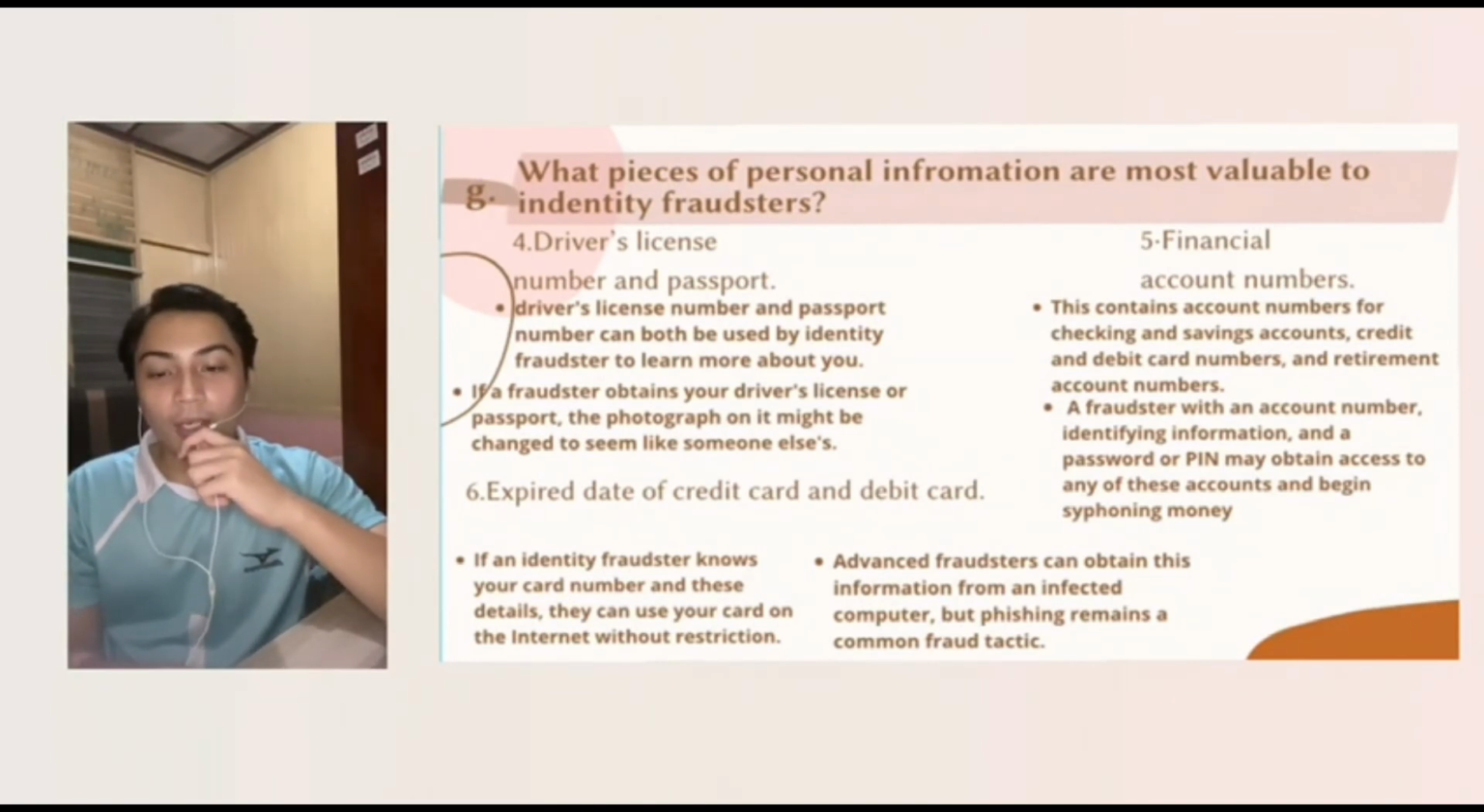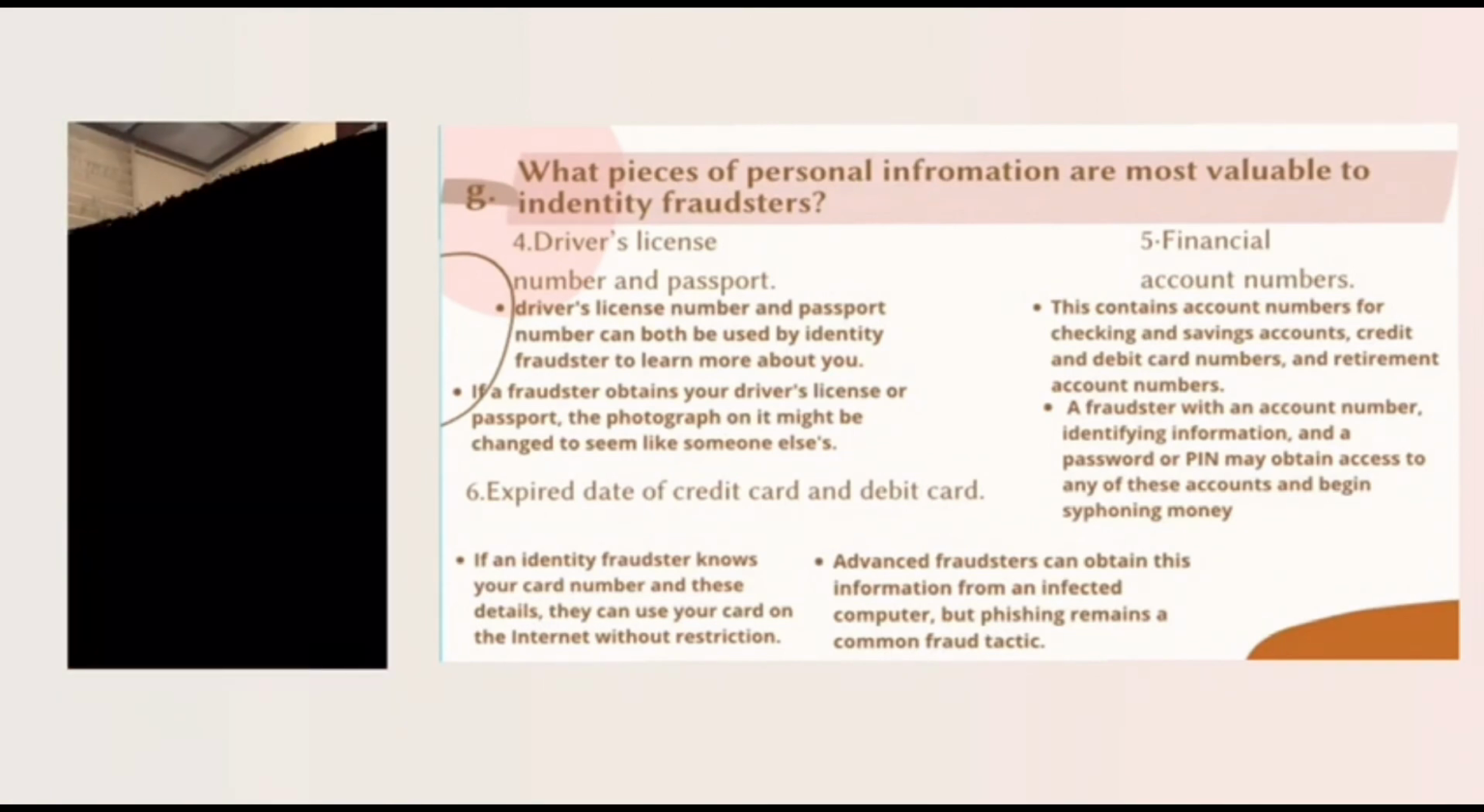The sixth one is the expiry date of credit cards and debit cards. When you use your credit or debit card to make an online transaction, you will normally be asked to provide the expiration date and security code. If identity fraudsters know your card number and these details, they can use your card on the internet without restriction. Advanced fraudsters can obtain this information from an infected computer, but phishing remains a common fraud tactic.